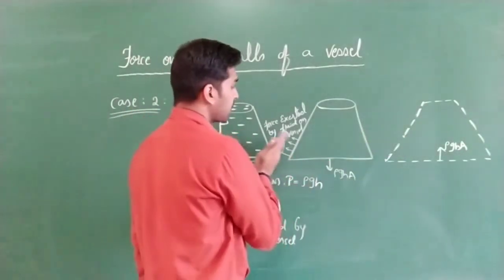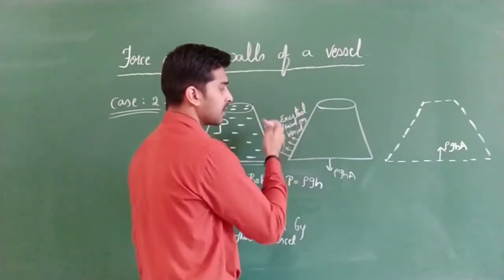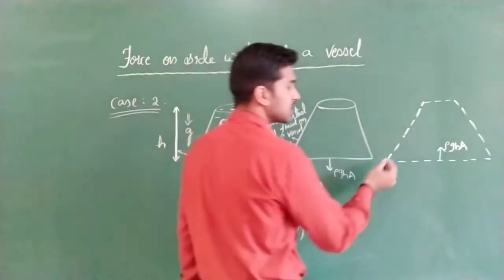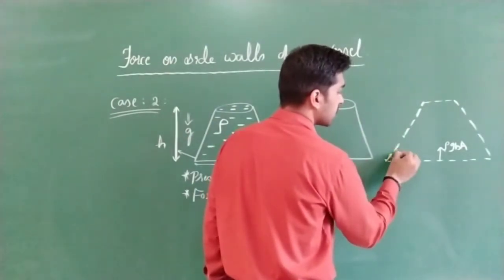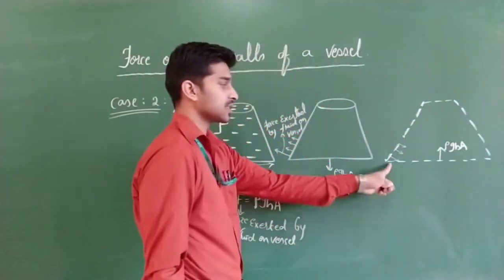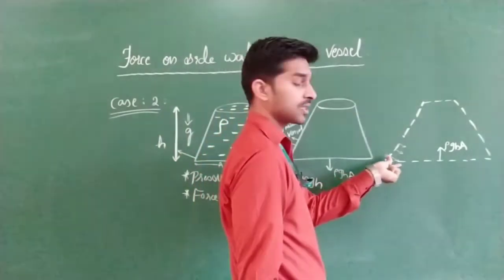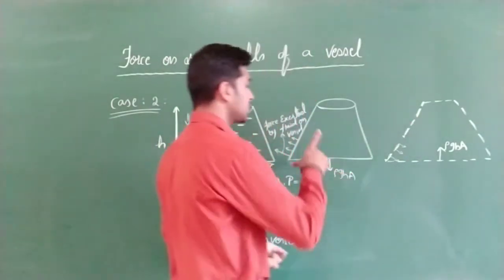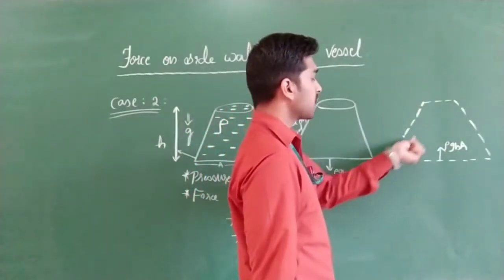Finally, due to this force, what will happen? This vessel will also apply an equal and opposite reaction on this wall. That means this arrow mark will be in this direction, here in this direction, here in this direction. That value just decreases because at the bottom pressure is maximum. That's why here force is maximum. Next, as H decreases, pressure decreases. That's why force will also decrease.